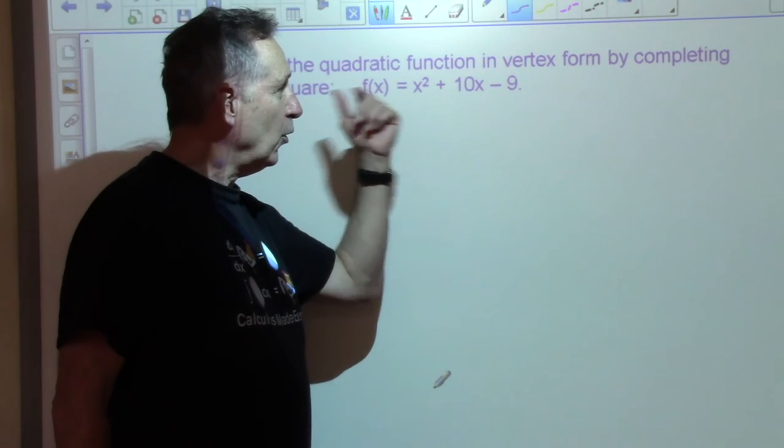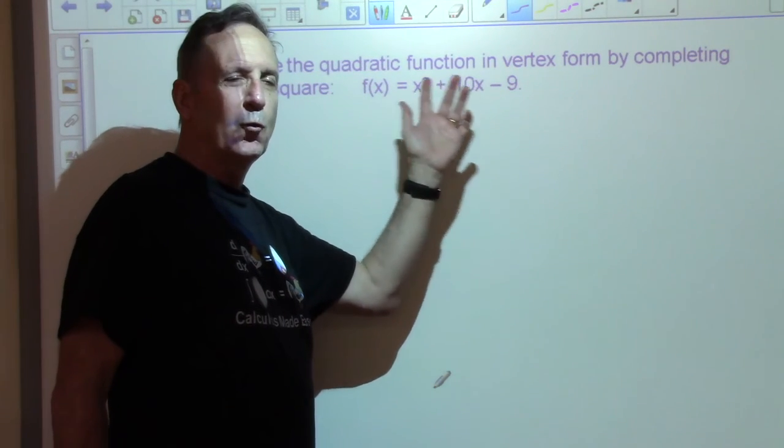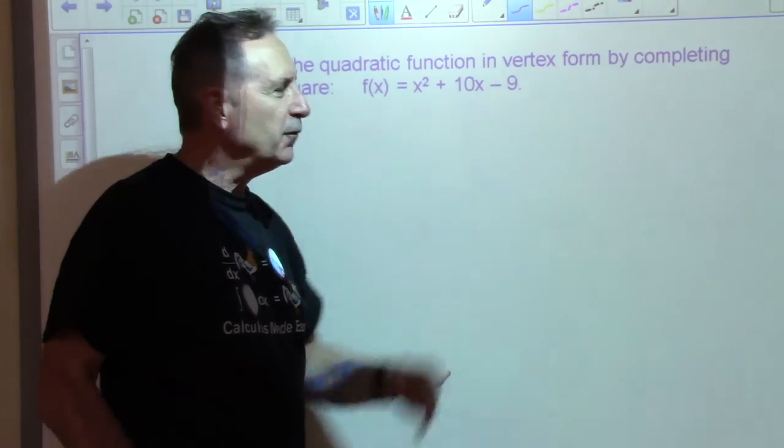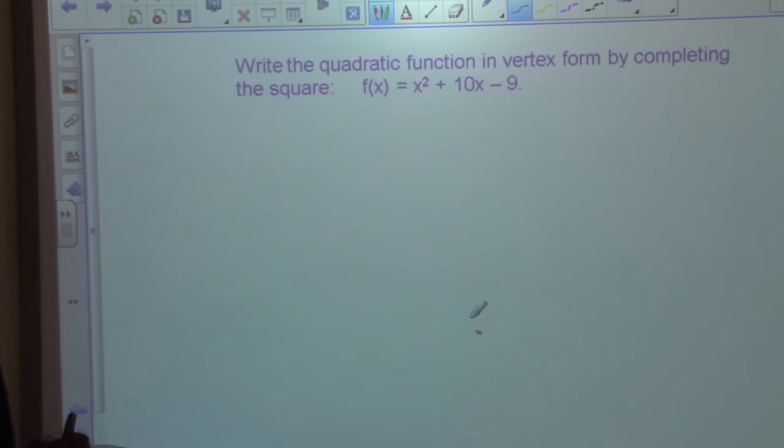25. And so inside you add 25, so what do you have to do when you add 25 to complete the square? Subtract 25. So when you think of it that way, you have f of x is equal to x plus 5 squared, and then you have minus 25 minus 9, which is minus 34. Is that what you got for your answer on that? Questions on that?